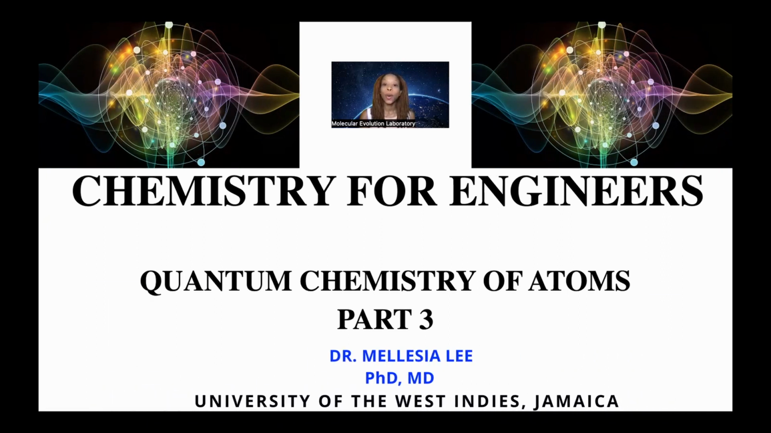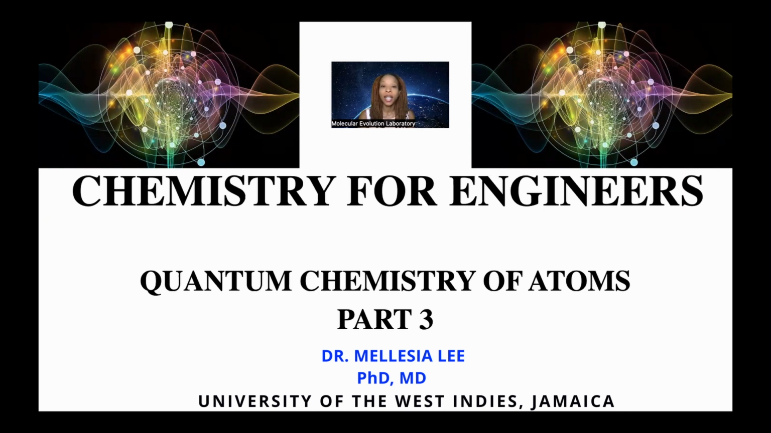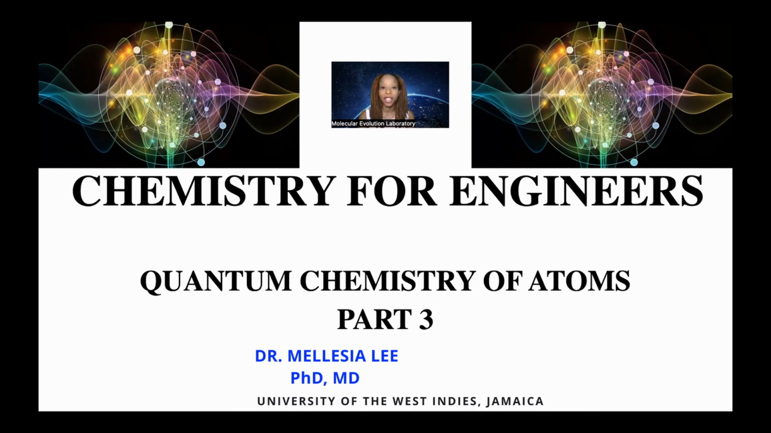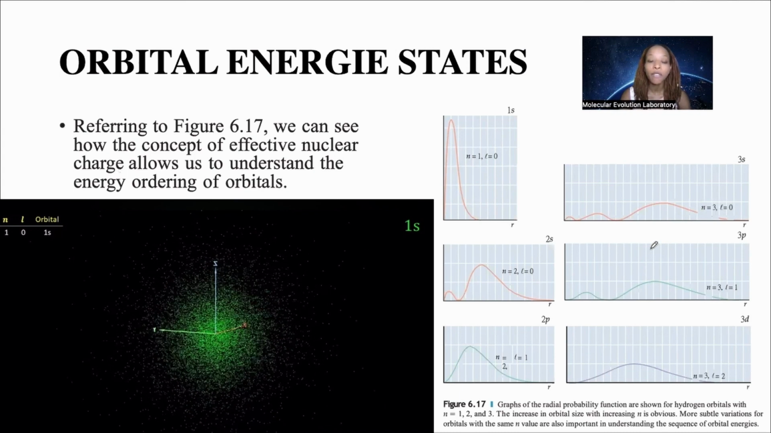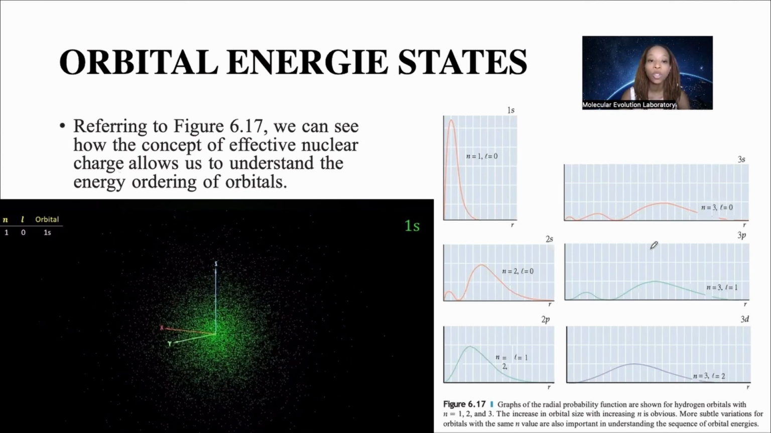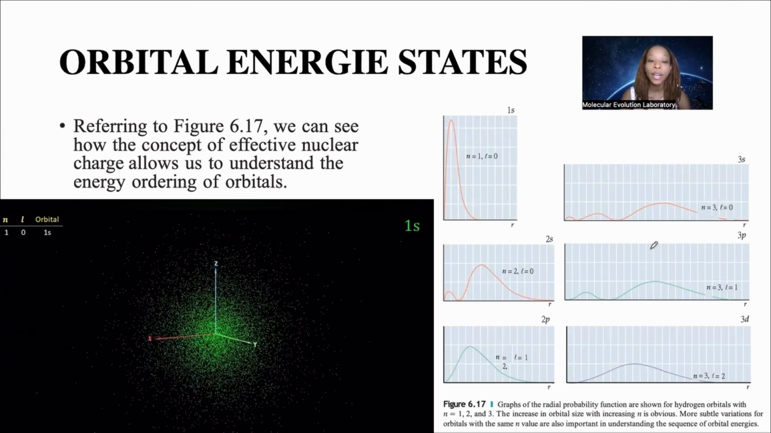Hello again, guys. Welcome to part 3 of lecture 6 of our lecture series, Chemistry for Engineers. This section will be focused on electron configuration, ionization energy, as well as electron affinity. We can see how the concept of effective nuclear charge allows us to understand the energy ordering of orbitals.